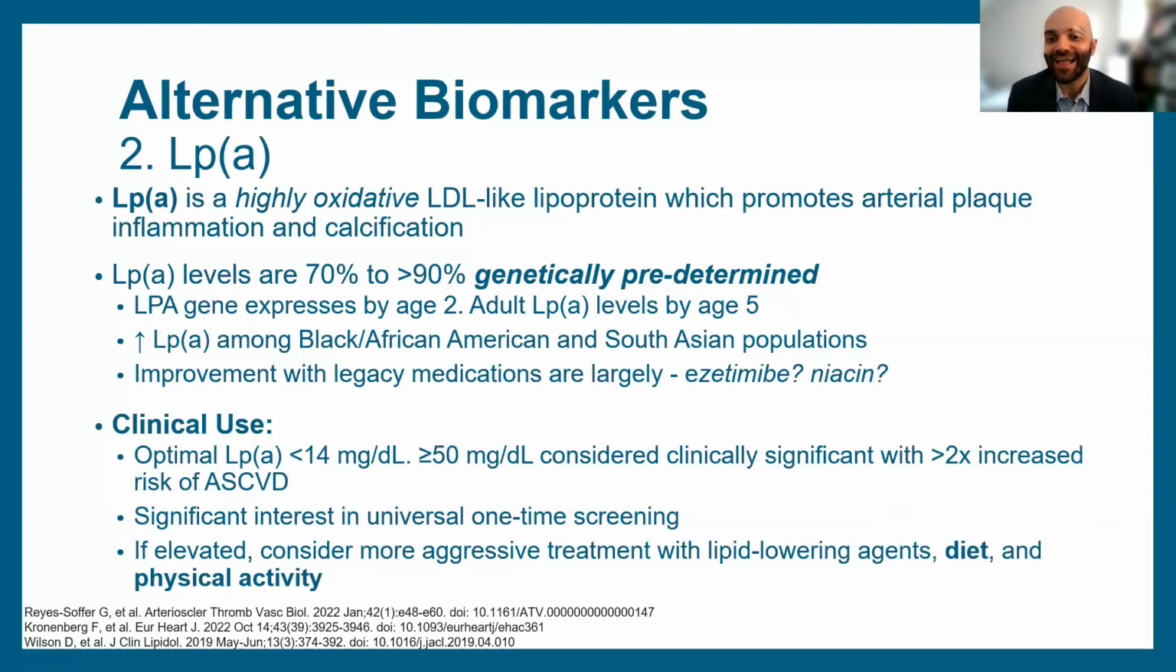Just moving along, as we look at our Lp(a), as we call it, it is a highly oxidative form of LDL that really promotes plaque and inflammation and calcification. This is kind of the new hot thing, to be honest, in the world of lipids as well as cardiovascular risk, because it's telling us what we've always been interested in. So Lp(a) levels are 70 to 90% genetically predetermined, right? Interestingly, your gene is expressed by age 2, and almost all Lp(a) levels are achieved by age 5, right? So think about how interesting this would be if we could assess cardiovascular risk in the teens, right? And have a great idea of what the differences are here.